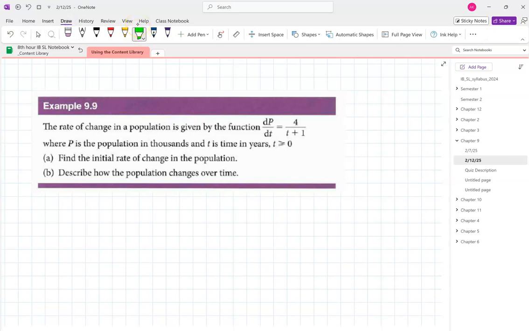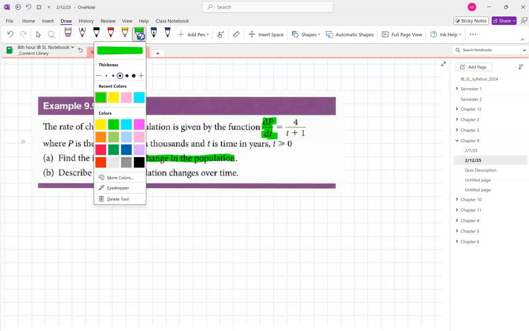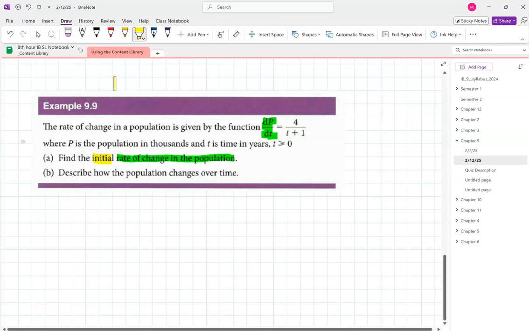All right. So the next example says the rate of change in a population is given by the function dP/dt equals 4 over t plus 1, where P is the population in thousands and t is time in years for t greater than or equal to 0. It says to start, find the initial rate of change in the population. When I see rate of change in the population, I know we're talking about the derivative of the population, right? Rate of change means derivative. So when I say here initial, what time is initial? 0.